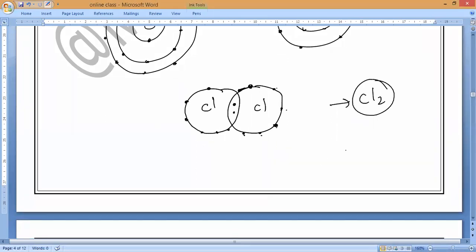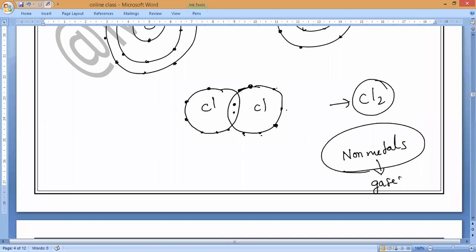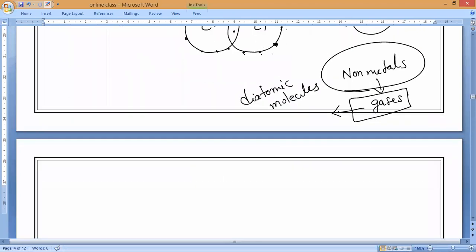Understand? So this is all shown by non-metals only, because they are not stable in nature, and most of the non-metals are gases. Most of the non-metals are what? Gases. So they are always diatomic molecules. Diatomic molecules means a single atom cannot survive. More than one atom should be together, then only it will exist. So that is why we say diatomic, triatomic, monoatomic, like that.